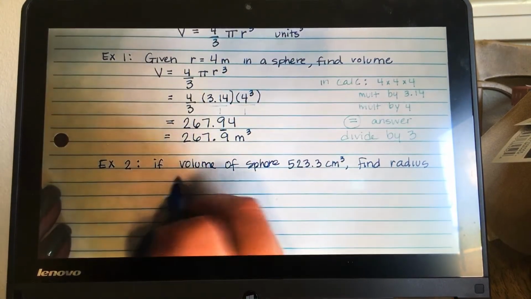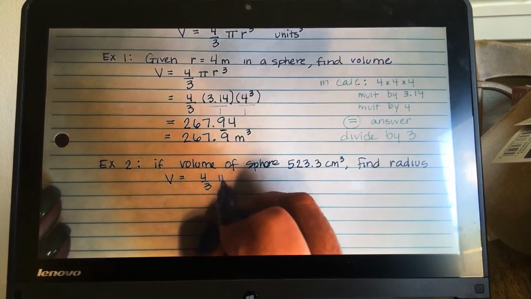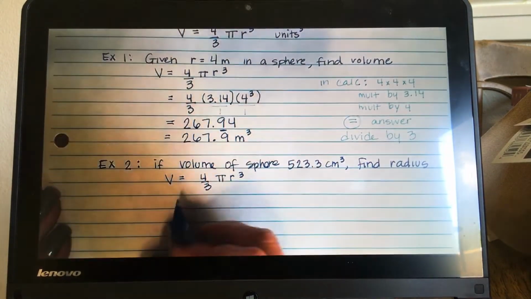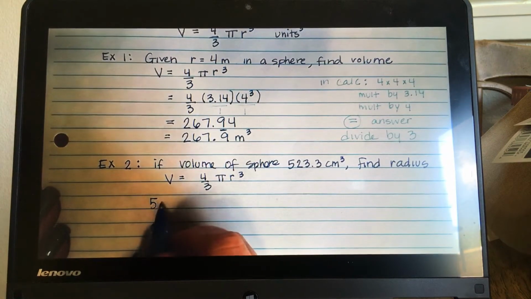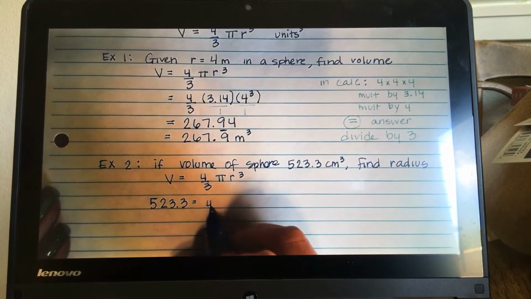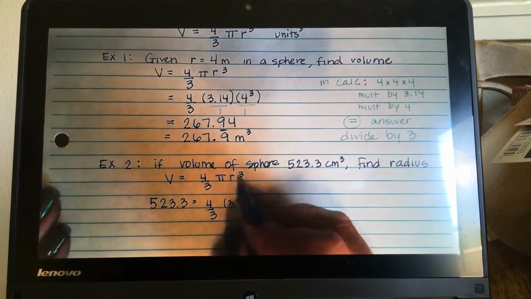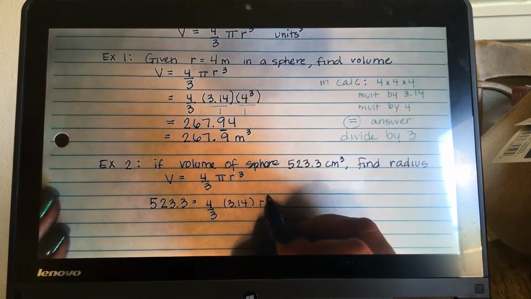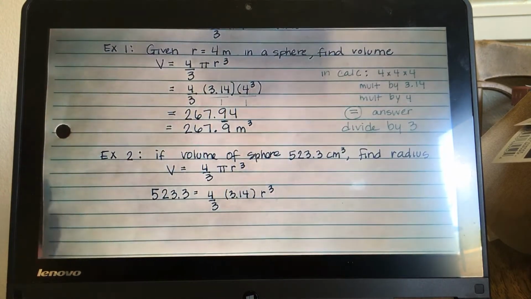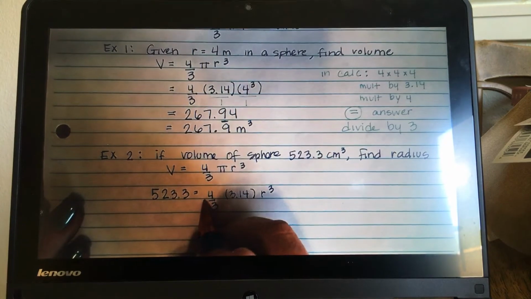So we're going to use our volume formula. Volume equals 4/3 pi r cubed. We know the volume, so we'll replace that for our variable v. 4/3 is a constant, pi is a constant, and the radius is what we're going to solve for. We're going to do some opposite operations here. The first thing I'm going to do is get rid of this fraction. I'm going to multiply by the reciprocal.